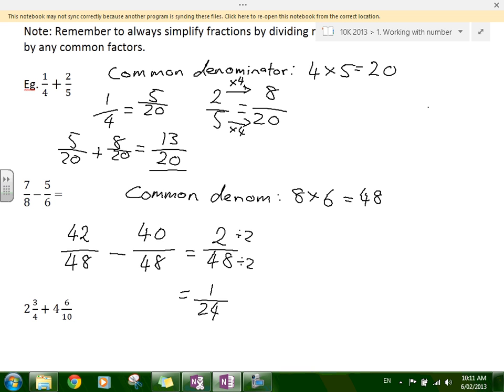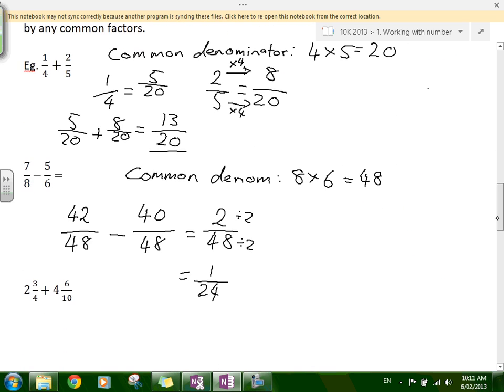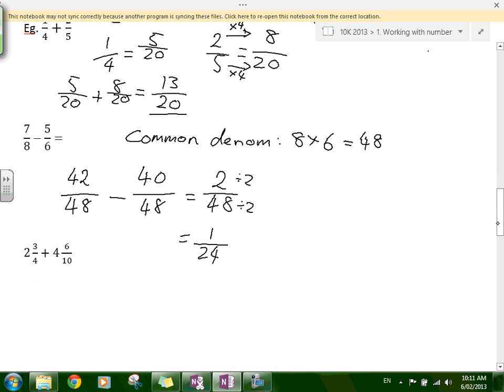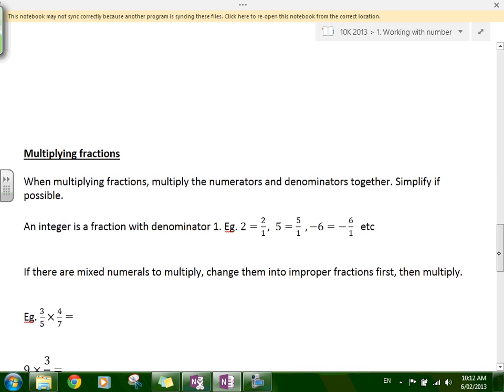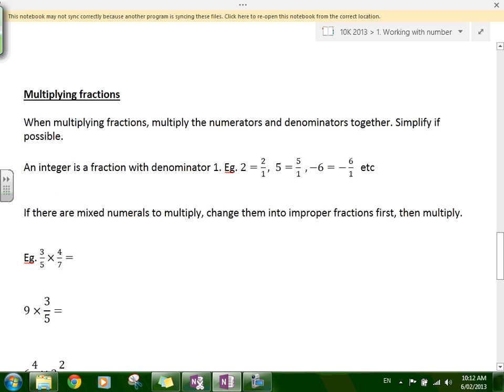Okay? I won't do the third example because I could talk all day long. We move on to multiplication. The good thing is multiplication is even easier, it's very straightforward. So multiplying fractions. You multiply the numerators together, then you multiply the denominators together, and then you simplify.